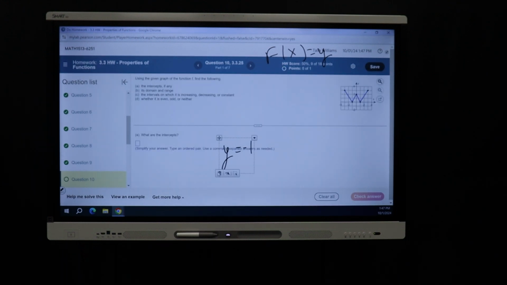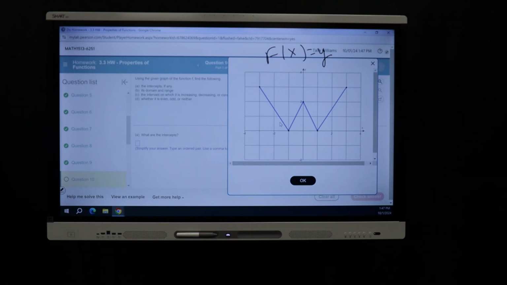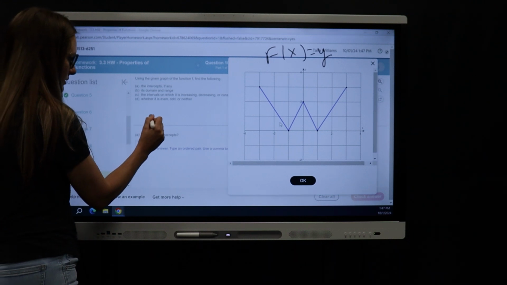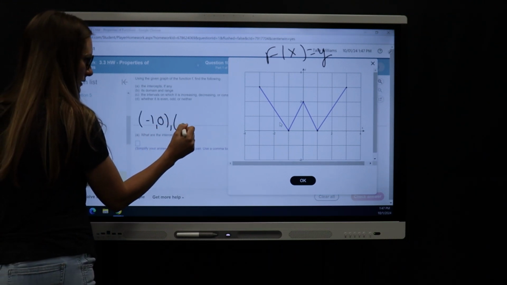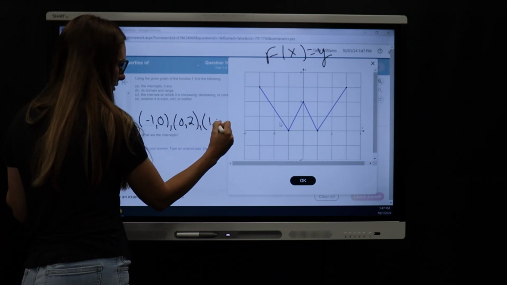I keep expecting it to ask me more questions about that graph before just moving on. Use the given graph of the function f in the following: the intercepts, the domain and range, intervals on which it's increasing, decreasing, or constant, whether it is even, odd, or neither. Here we go. So first is intercepts. Our intercepts are going to be -1, 0, 0, +2, and then 1, 0.